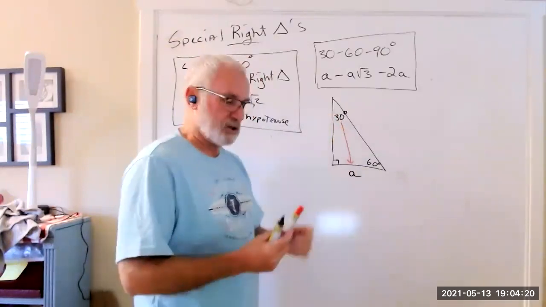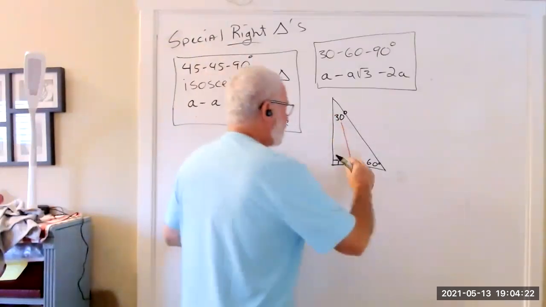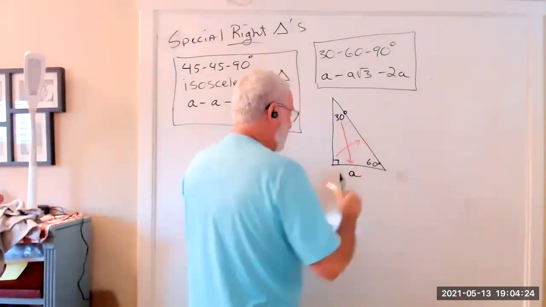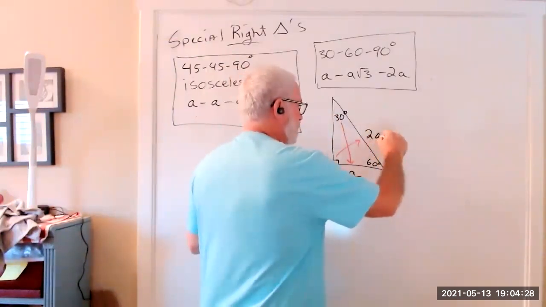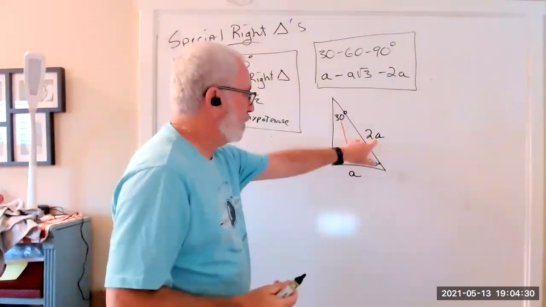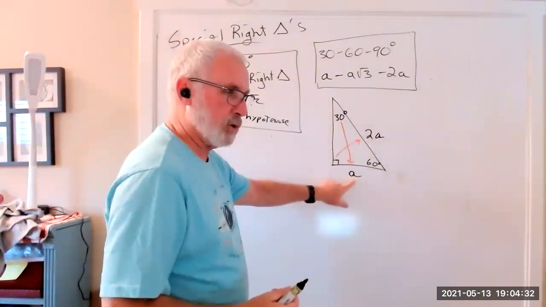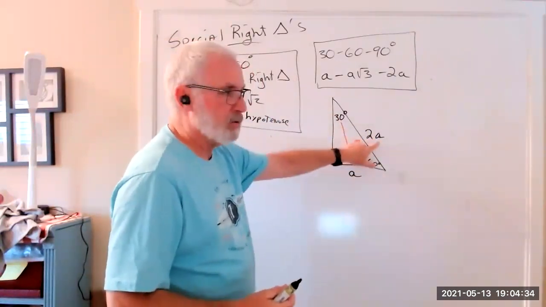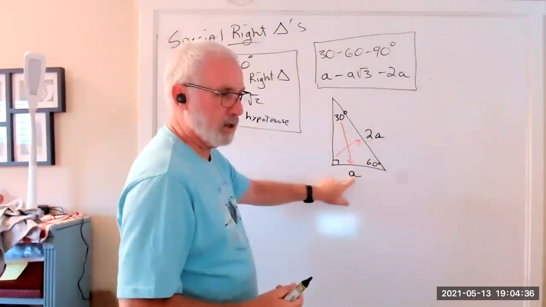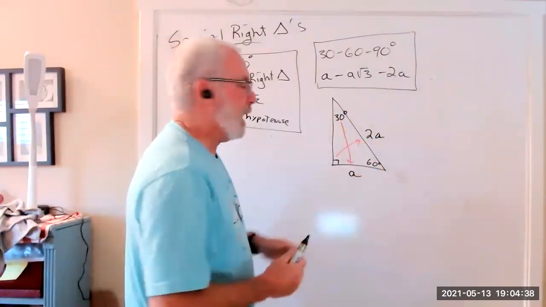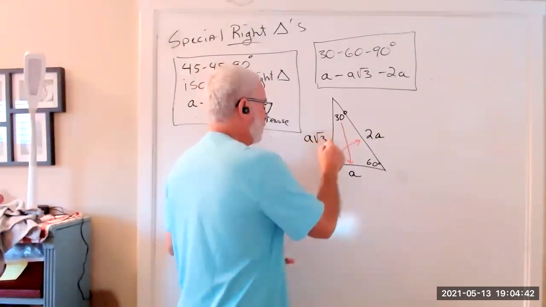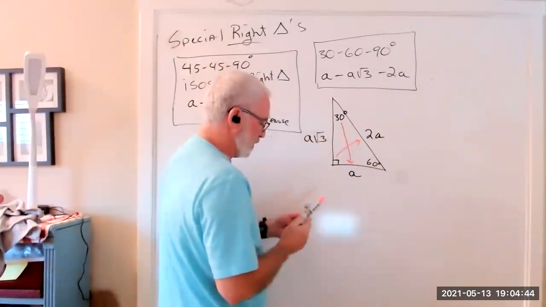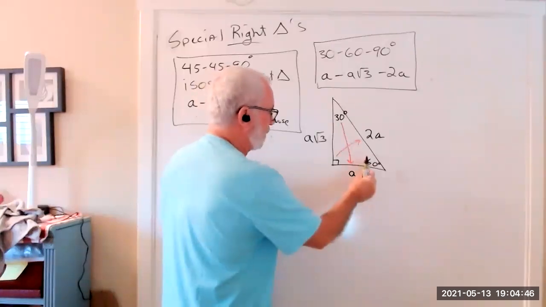The biggest side is always opposite from the biggest angle, 2A. So the hypotenuse is always double the short leg. The hypotenuse is double the short leg. And then the other side is A times the square root of 3, and it's opposite the 60-degree angle here.